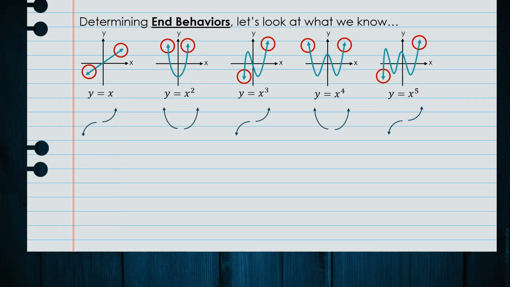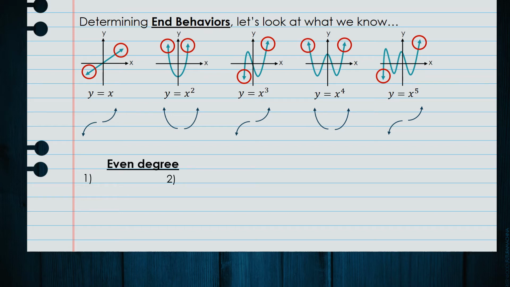Hopefully you found the same patterns as I did. But do you notice any patterns? Look closely. It turns out there is a pattern. There's a pattern for when there's an even degree, and there's a pattern when there's odd degree.